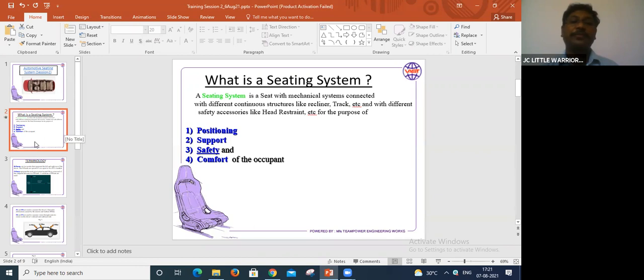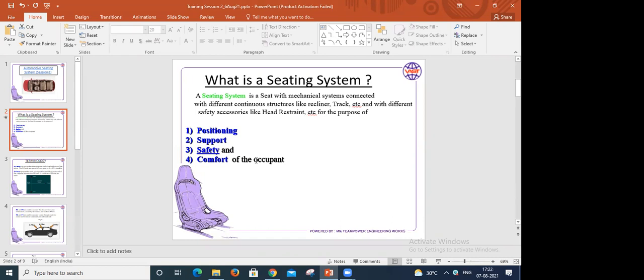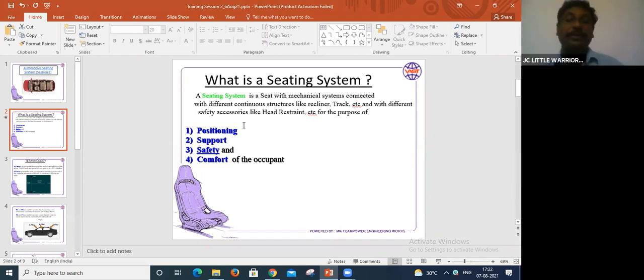We have a few more features, which are sensors. Sensors will also be there to protect you from the accident. So what does track mean? Track, you can see here. You can see this seat is mounted on the track. The bottom one is the track, so you can adjust your seat, either pulling it forward or backward. It moves on a track.